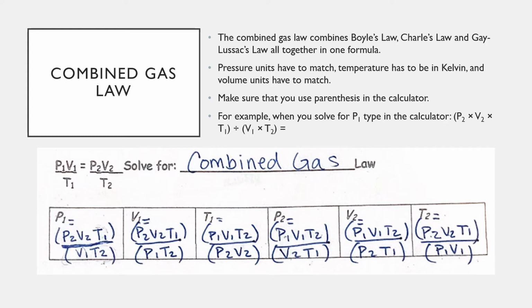So if you're solving for P1, here's our equation for P1. You're going to take pressure 2 times volume 2 times temperature 1 and make sure all of that is in parentheses. Then you're going to divide it by open parentheses, volume 1 times temperature 2, close parentheses, and hit enter.